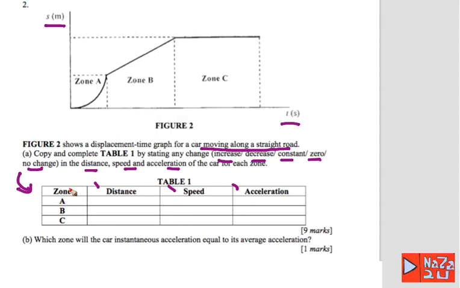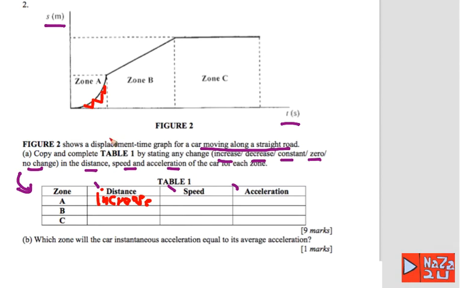At zone A we have a curve graph, meaning we have an increase of displacement s with the increase of time t. Because this is a curve graph, if you calculate the gradient of the graph here, the gradient increases. So in zone A the displacement increases. So here it is an increase, right?